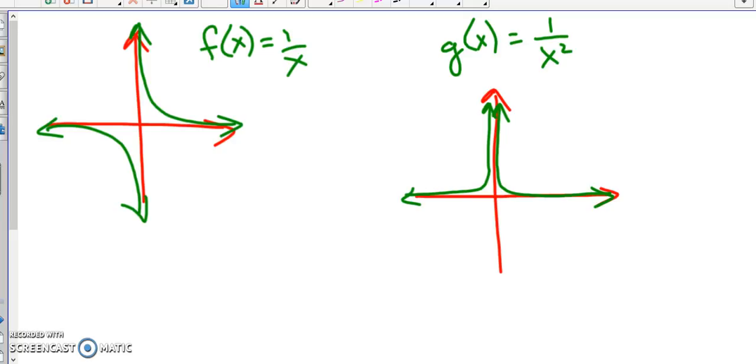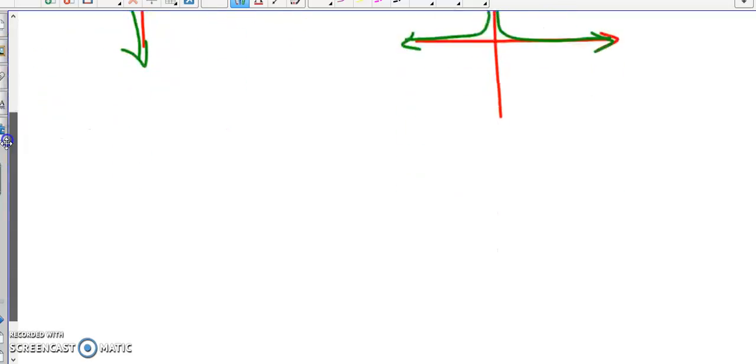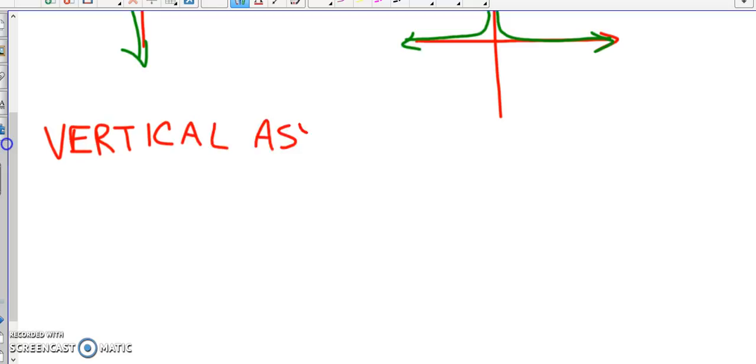All right. But once again, you can see that there's a vertical line that the graph doesn't touch. It approaches that vertical line, but it doesn't touch it. And so that's called a vertical asymptote. So let's formally write down what a vertical asymptote is. So, basically a vertical asymptote is a vertical line that the graph approaches but does not touch or does not cross.